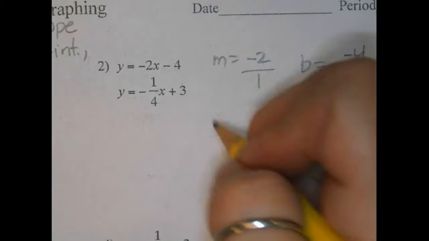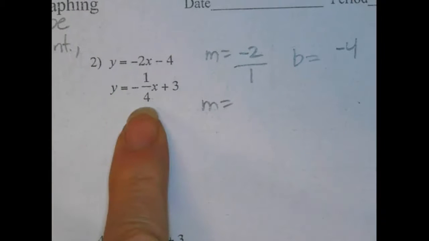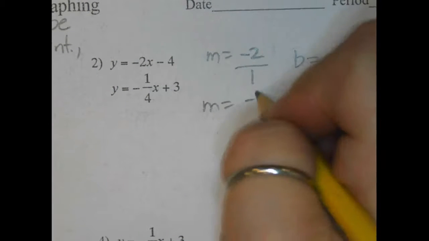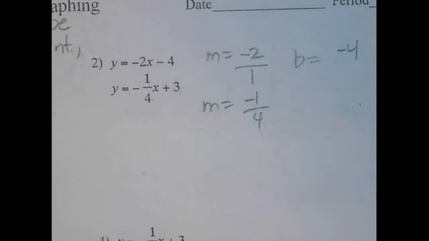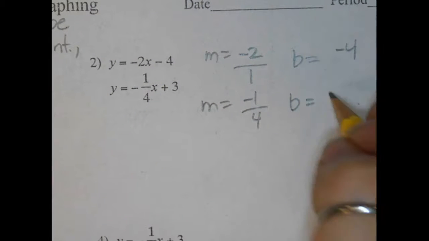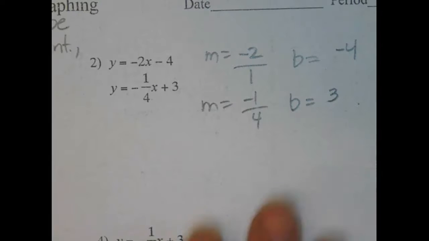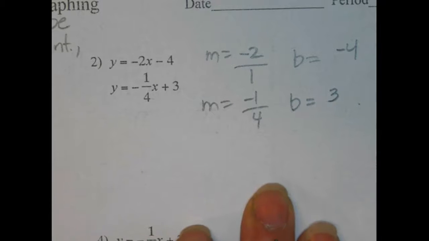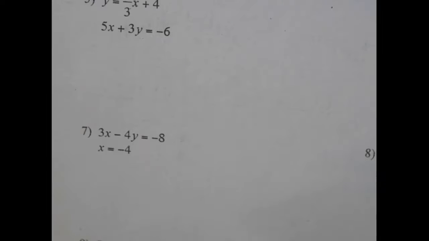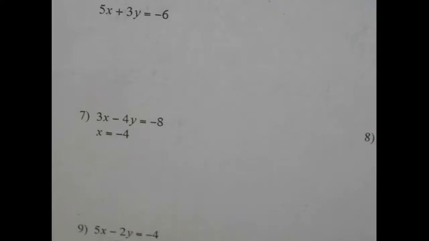Okay, so the second one, what is my slope for the second equation? Negative 1. And what is my B? 3. Right? And then we can graph it. I'm going to let you guys graph it. Let's go ahead and look at number 7. We see number 7 there?